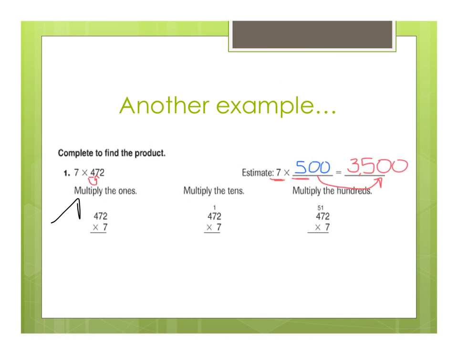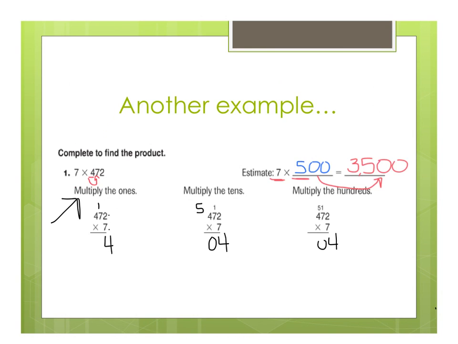Step 1 is here. Multiply the ones. 7 times 2 is 14. So I write a 4, carry my 1. That's been done over here for me. Now I multiply the tens. 7 times 7 is 49, plus 1 is 50. Write my 0, regroup that 5. That's been done over here.